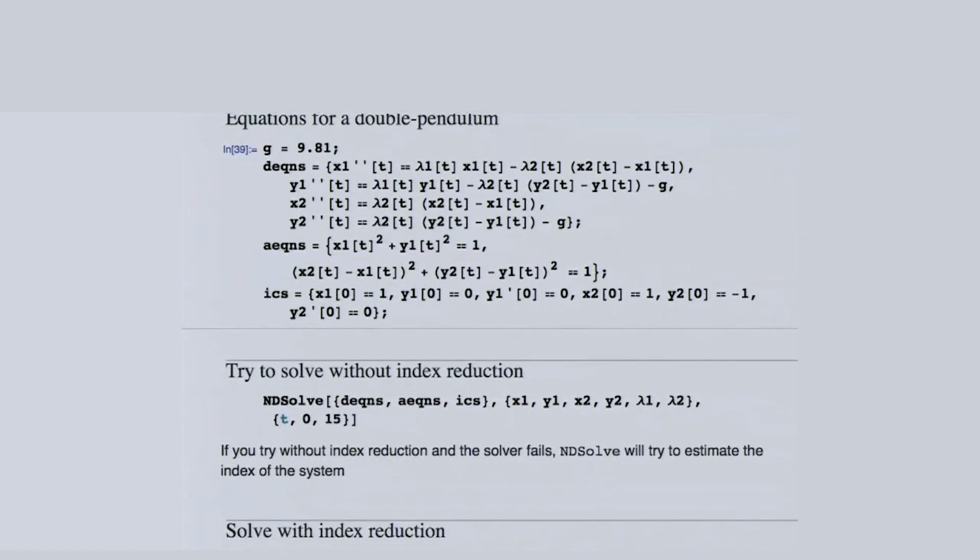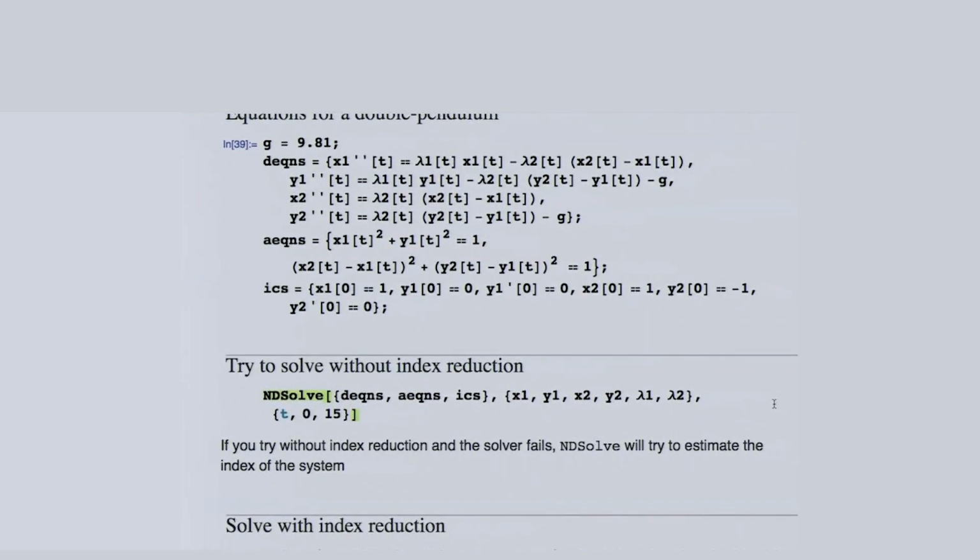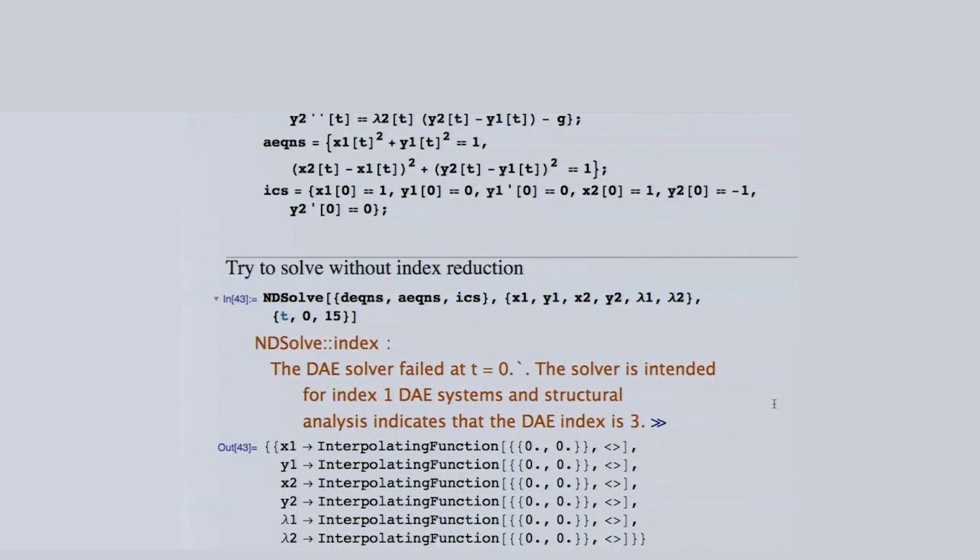So if we try and solve this without index reduction, NDSolve gives a message that says it failed. The DAE solver actually found initial conditions, which is pretty impressive for this system, given the stuff I started with. But it says the solver is intended for index 1, and we do a structural analysis. The index is actually 3. The structural analysis indicates that, and that is indeed the index of that system. So it's an index 3 system. To actually solve it with the methods we have available, you need to do some kind of index reduction.